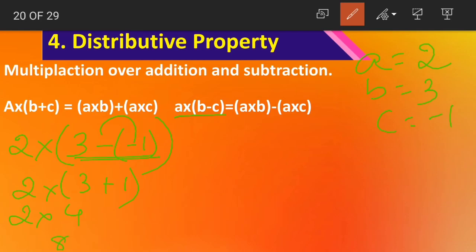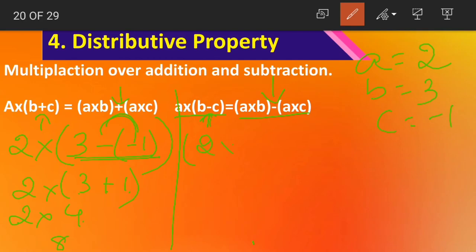Understood? First we should solve the terms inside the brackets. Minus into minus plus, 3 plus 1 is 4, 2 4s are 8. Clear? Coming to RHS, we'll first multiply and then we are subtracting here because we have the minus sign in between the terms. Here we had addition, so we added both the terms. Here we are having subtraction, so we'll subtract both the terms.